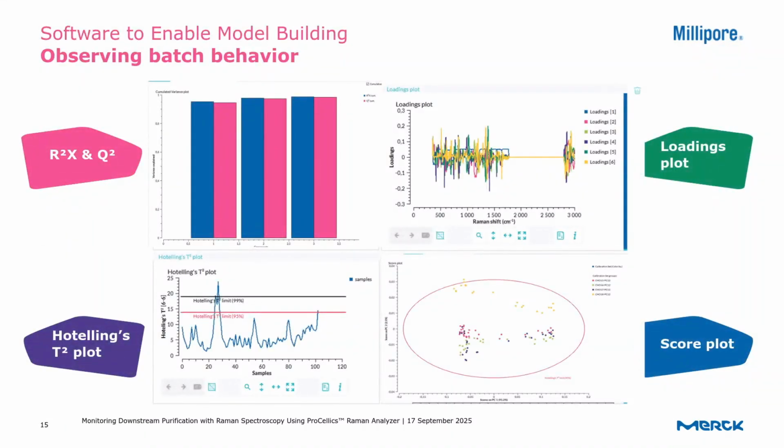We also have tools to perform PCA, principal component analysis, or PLS, partial least squares analysis, to further refine and understand your process. So looking at batch variability, looking at measuring outliers, and just an easy tool to compare all your data, which is all available with the standard offering that we have. So those are some of the main benefits of using Procelix and Raman spectroscopy.